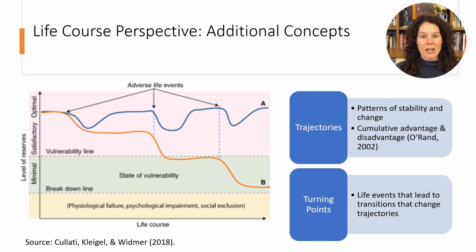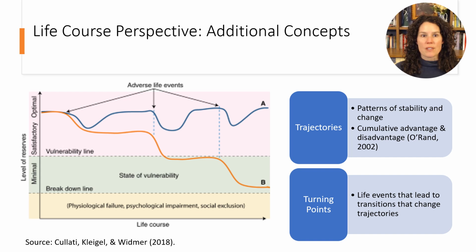Our social context, like we've talked about, means that we basically have a cumulative advantage or disadvantage. We have privilege or lack thereof, resources that we carry with us. And so this figure here shows two different trajectories. Person A has a lot more resources or cumulative advantage and can bounce back from adversity, where person B can't. Turning points are life events that change our trajectories.